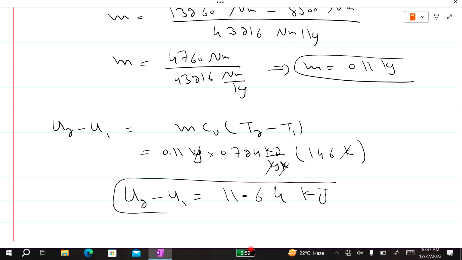So this is the final answer, and this is the end of chapter 2. So I solved the first two chapters, and in the next class we will start the problems of chapter 3.